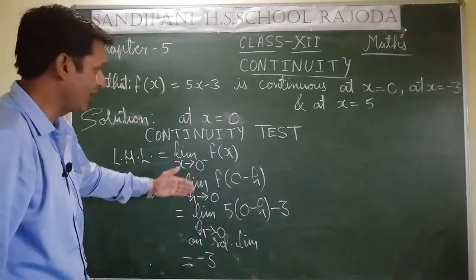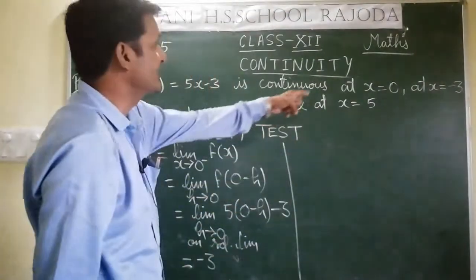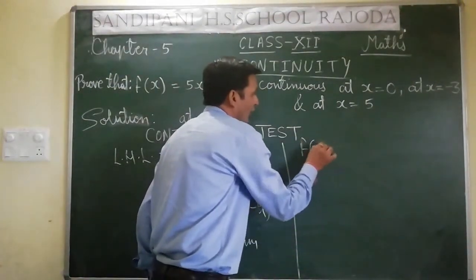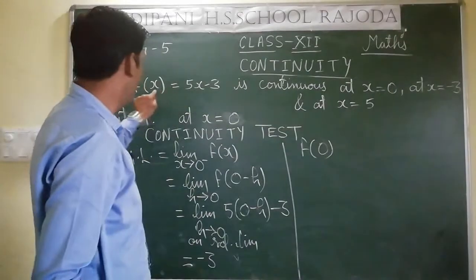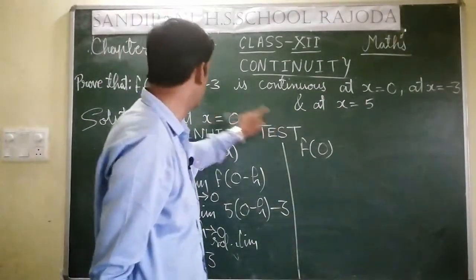In this manner we have to solve right hand limit also, and we have to put x is equal to 0 in this function. So f of 0 now. F of 0 means at x is equal to 0 we are checking, so we will have to put the value x is equal to 0 in this function.